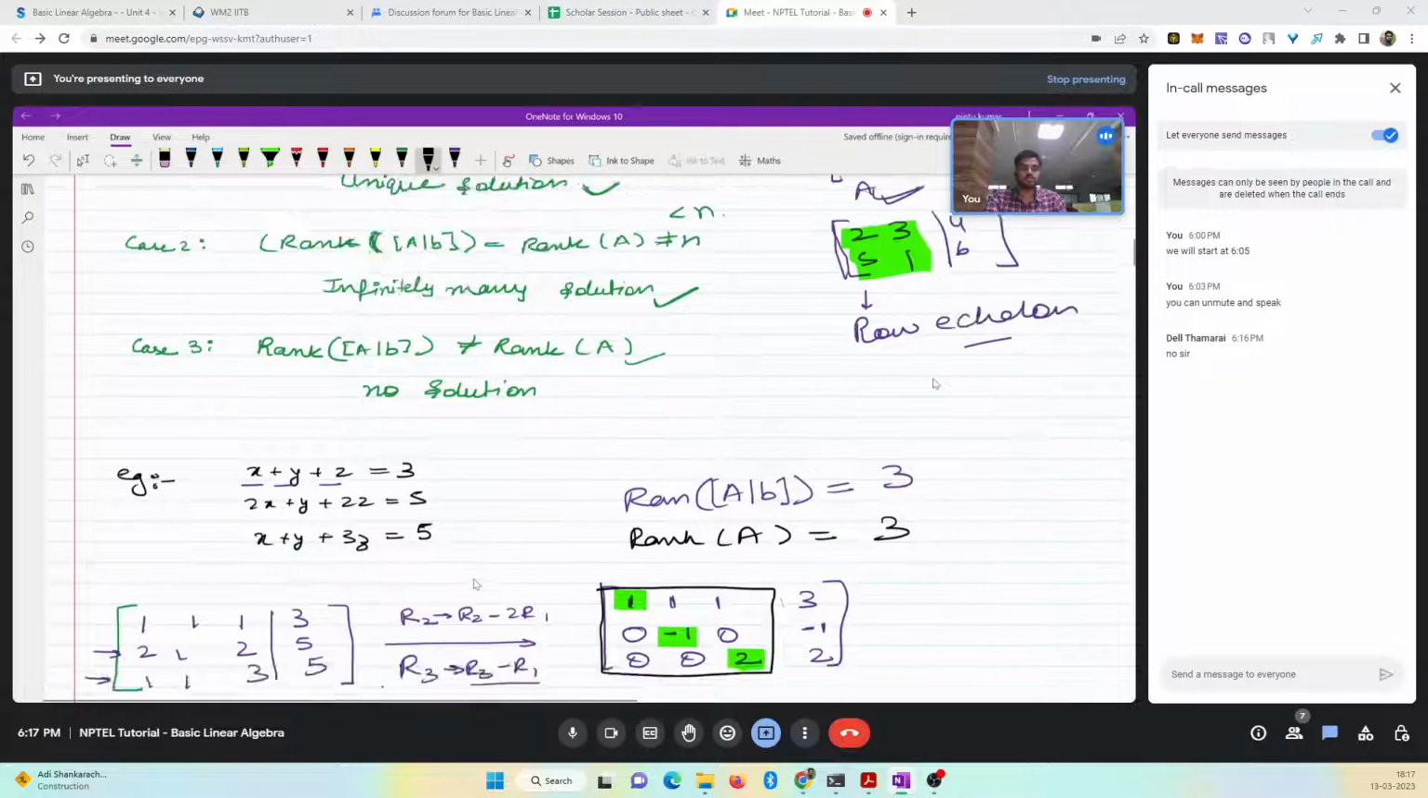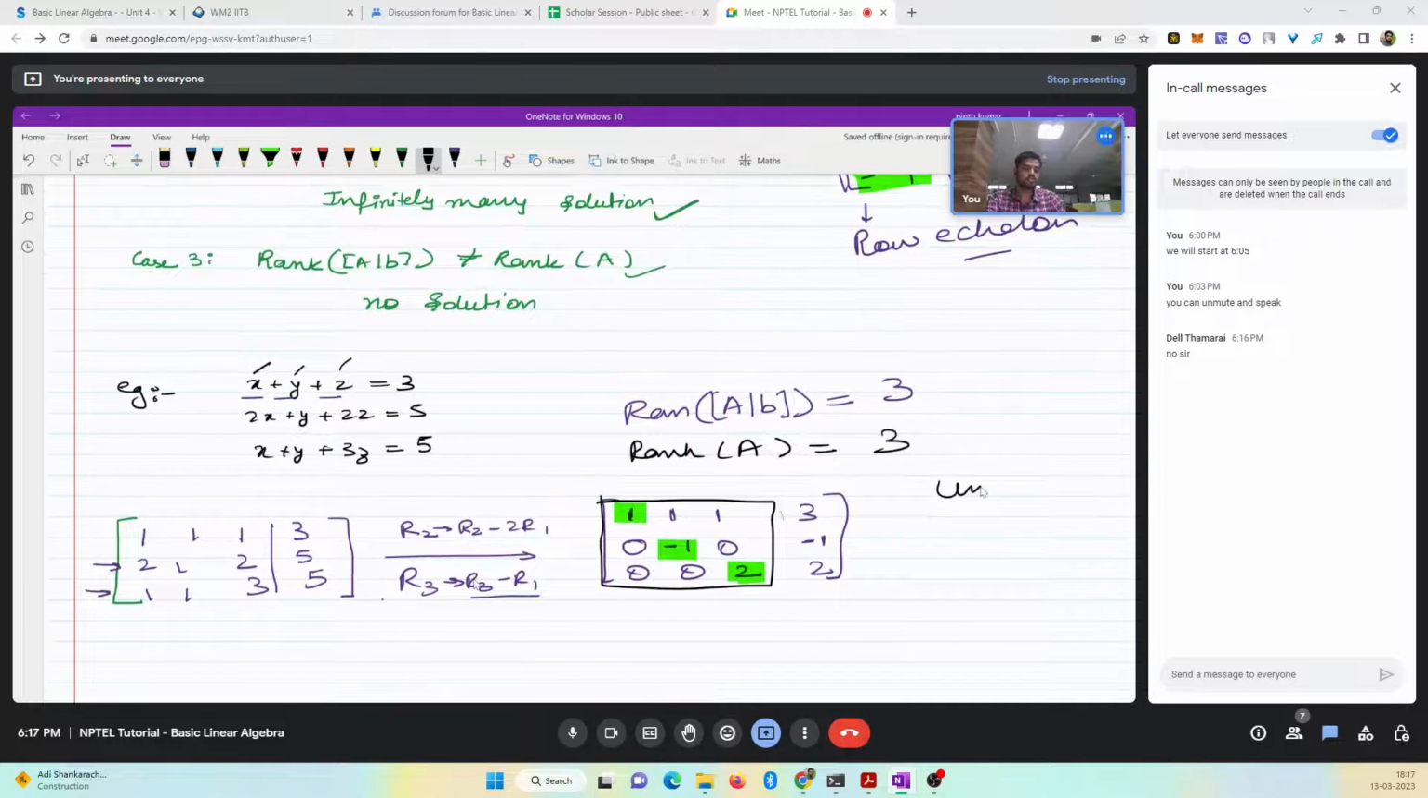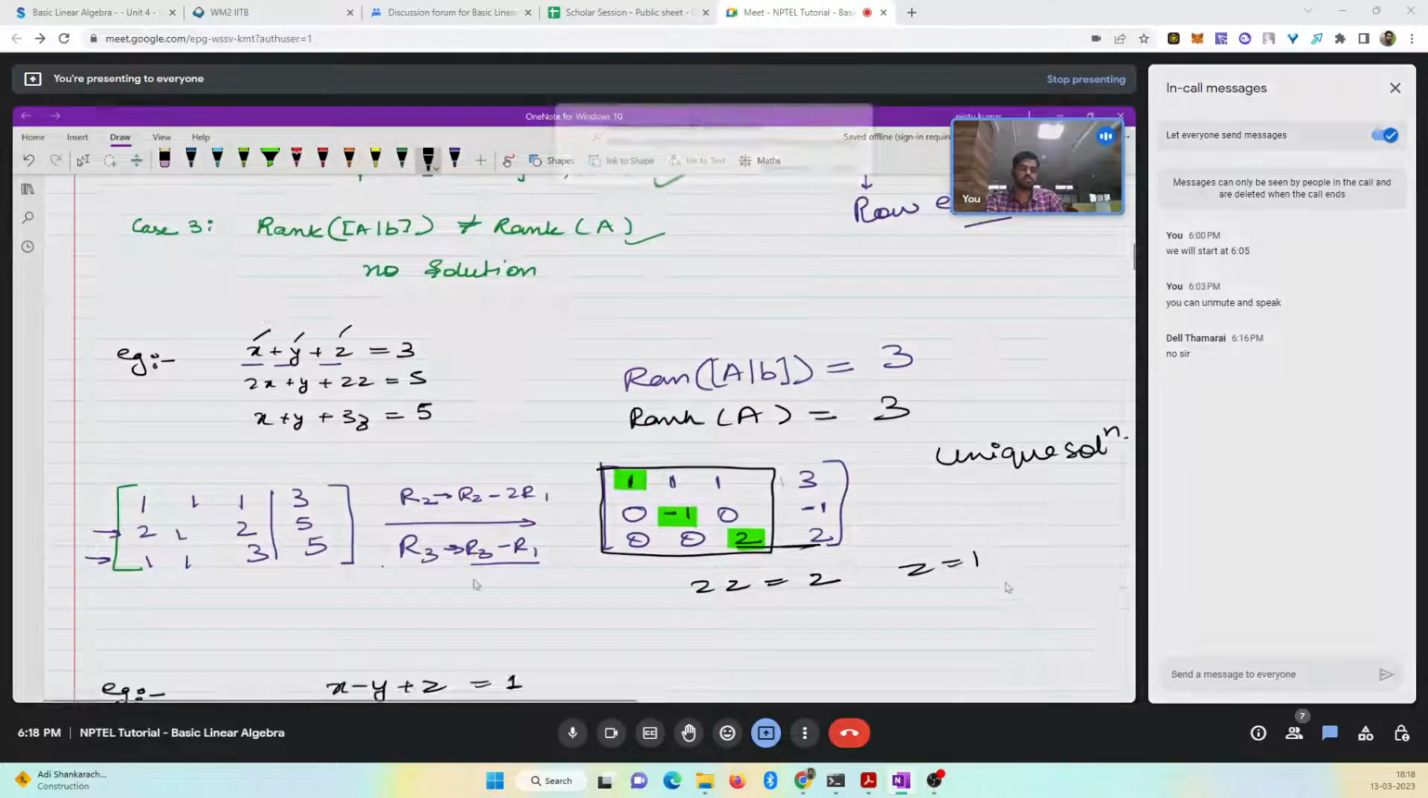So both of these match, and that is equal to the number of variables that you have. How many variables do you have? 3: x, y, z. So this system has a unique solution. You can also find the solution from here. The last row would give 2z equal to 2, or z is equal to 1.